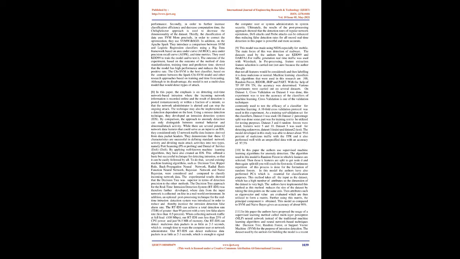By applying well-known machine learning algorithms, they have also created an IDS. This offered a basic but successful technique for detecting intrusion, so that it can be easily followed by all. To do that, several existing machine learning algorithms, such as decision tree, Ripper rule, backpropagation neural network, radial basis function neural network, Bayesian network, and naive Bayesian, were considered and compared to classify incoming network data. The experimental results showed that the decision tree was superior in terms of detection precision to the other methods.